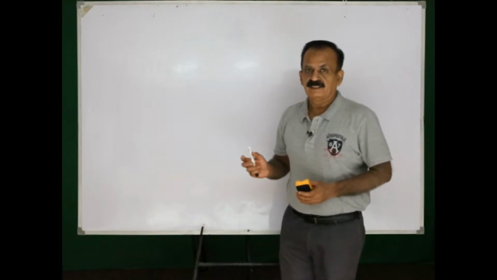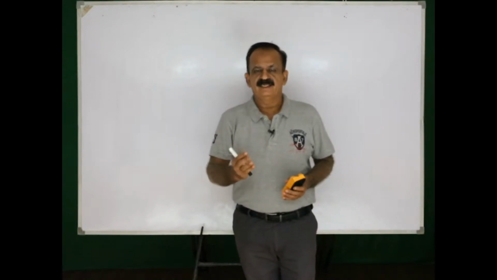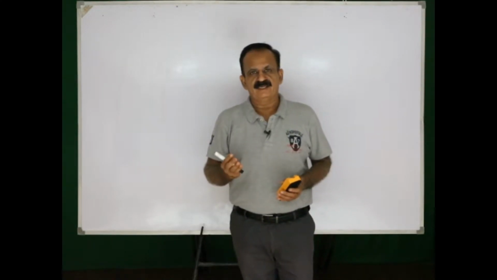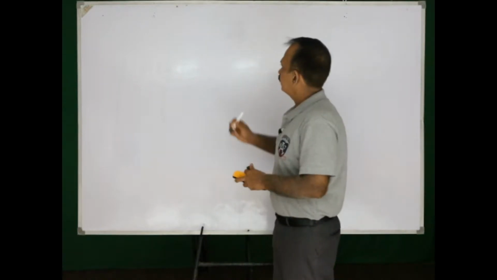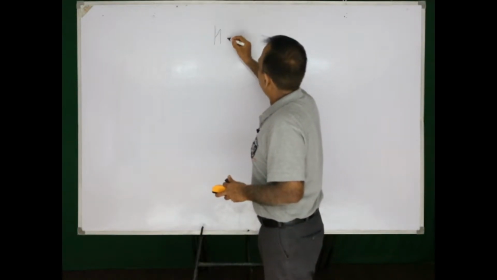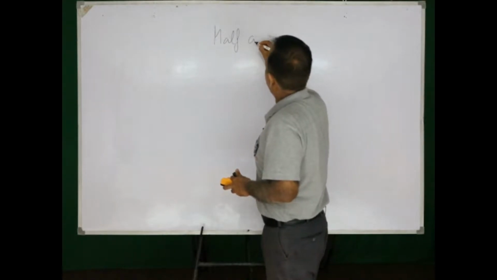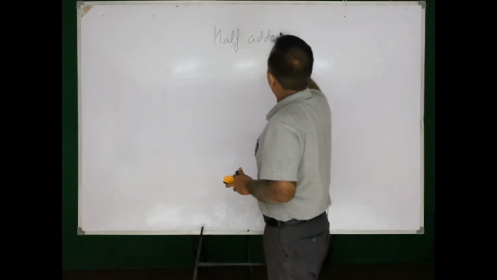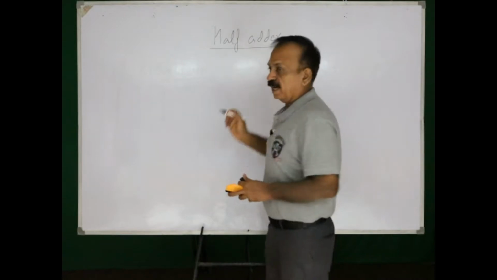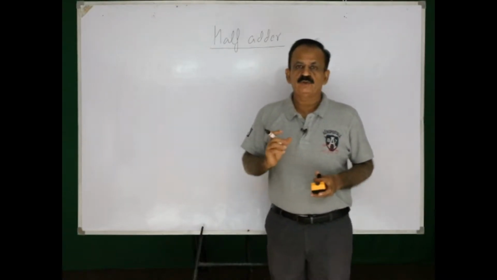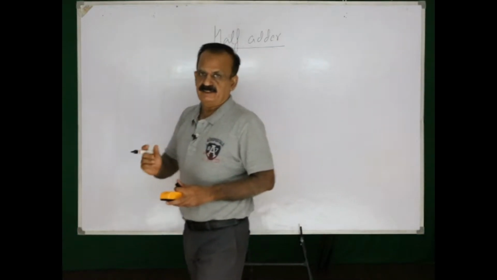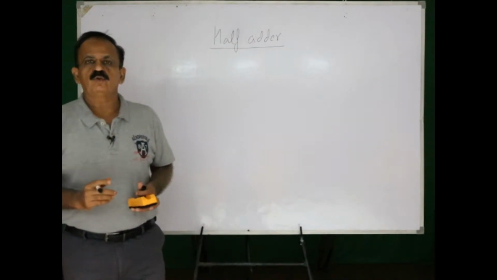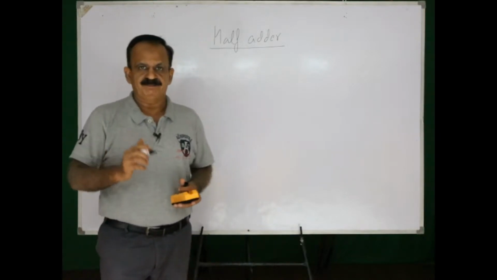Now, in this lecture, we will be trying to design the circuit diagram for half adder and the circuit diagram for full adder. So, we will start with the first one, and that is half adder. Now, half adder is a circuit which is used to add 2 bits at a time. Bits means the binary digits. It is used to add 2 binary digits at a time.